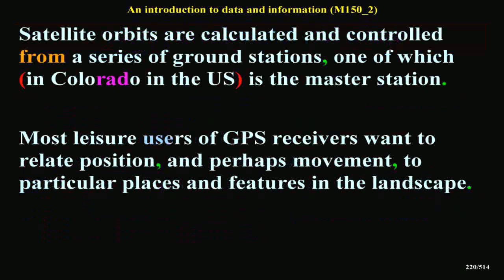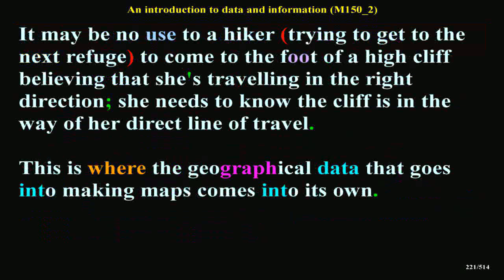Most leisure users of GPS receivers want to relate position, and perhaps movement, to particular places and features in the landscape. It may be no use to a hiker trying to get to the next refuge to come to the foot of a high cliff believing that she's traveling in the right direction. She needs to know the cliff is in the way of her direct line of travel. This is where the geographical data that goes into making maps comes into its own.